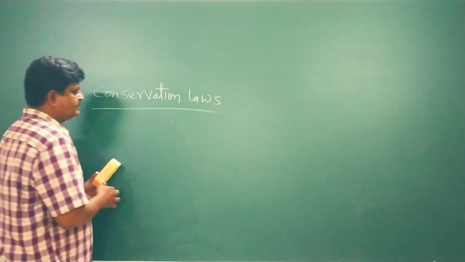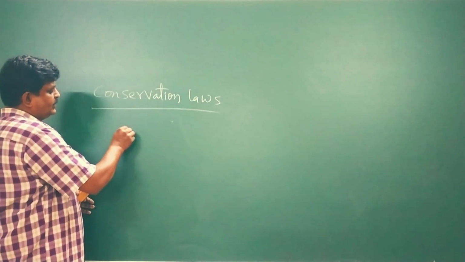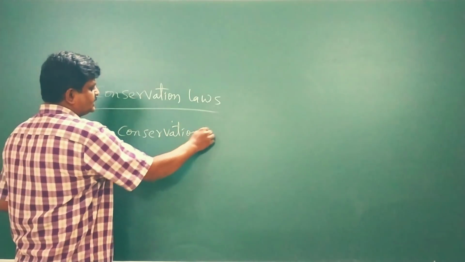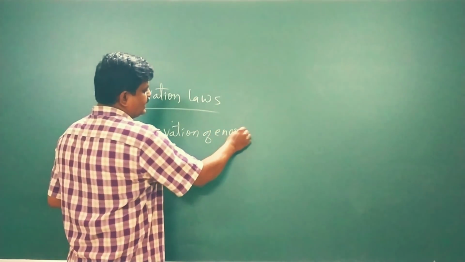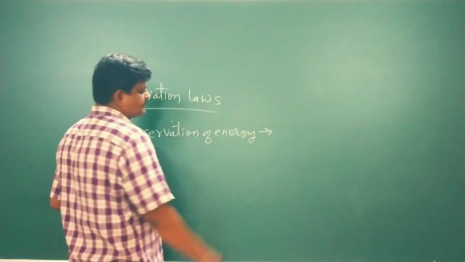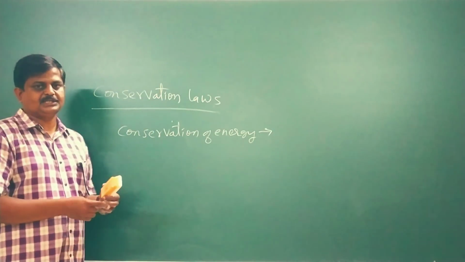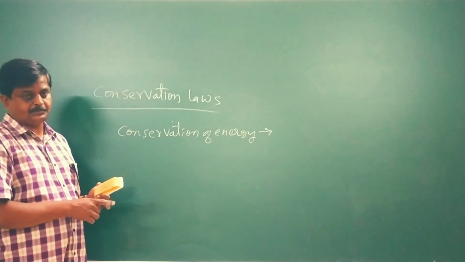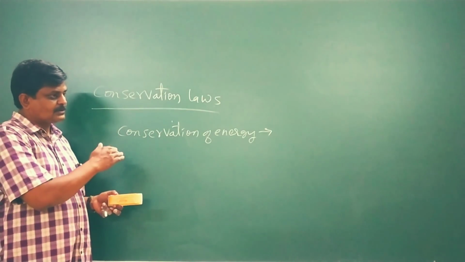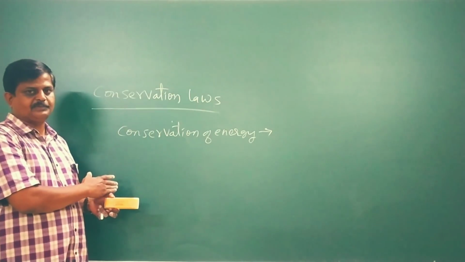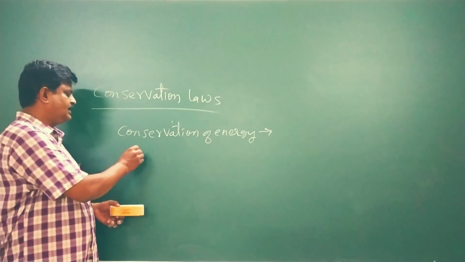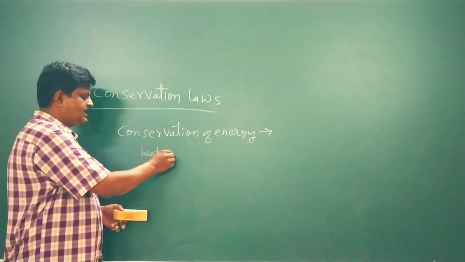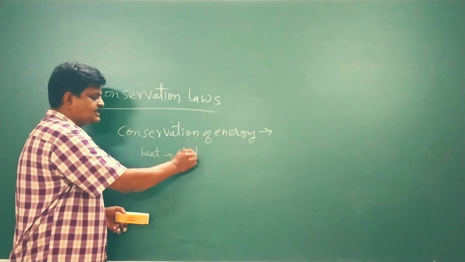So what are conservation laws? One is conservation of energy. So what does it mean? Conservation of energy means that energy can neither be created nor be destroyed. But what is allowed? Transformation of one form of energy to another. For example, in a thermal plant, what is happening? The heat energy is converted into electricity.